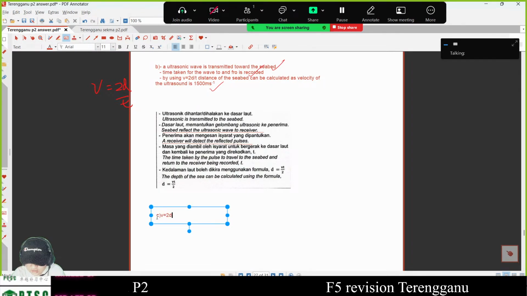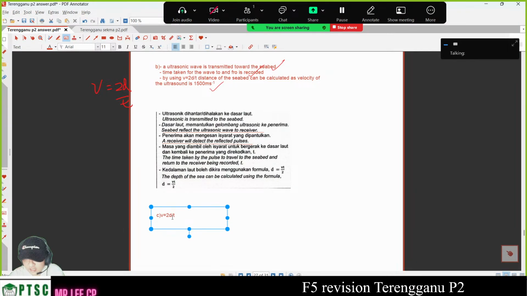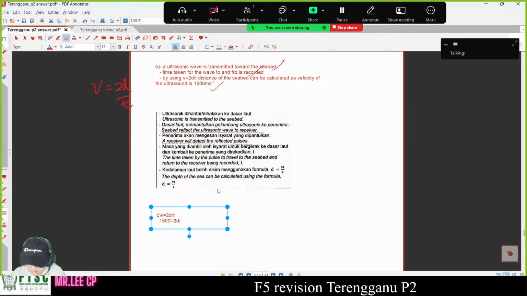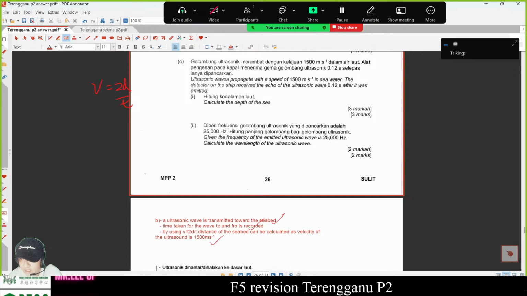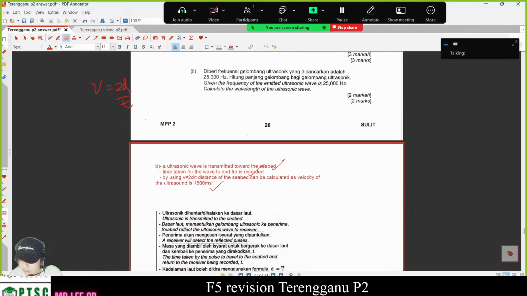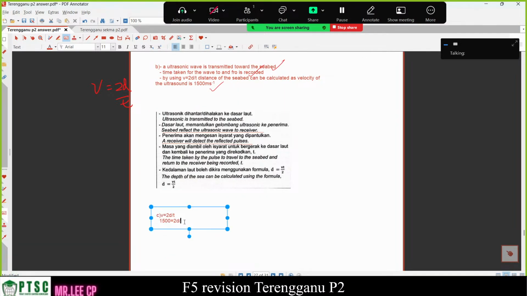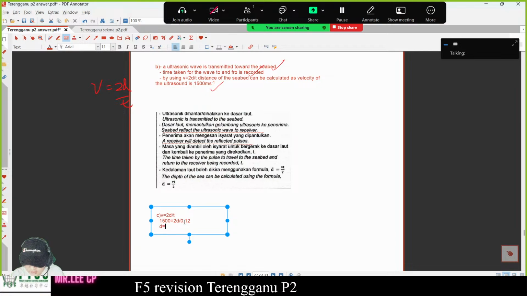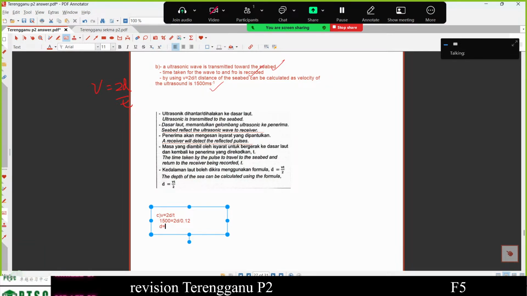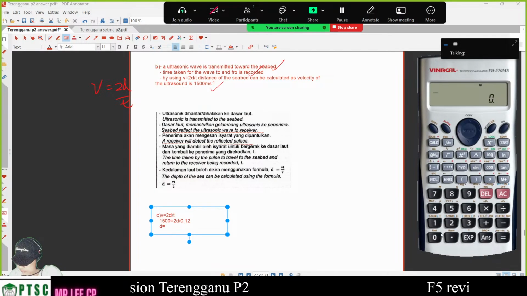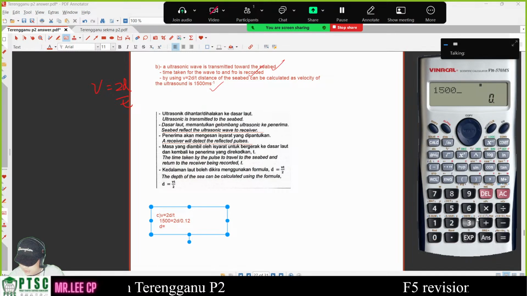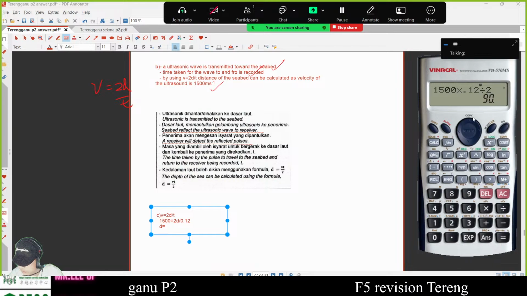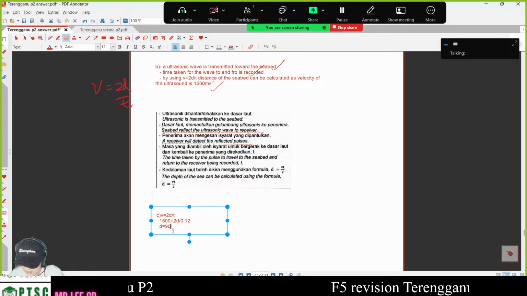V is equal to 2D over T. 1500 is equal to 2D over T. T is how long time? 0.12. So D is going to be 1500 times 0.12 divided by 2. So you get 90 meter.